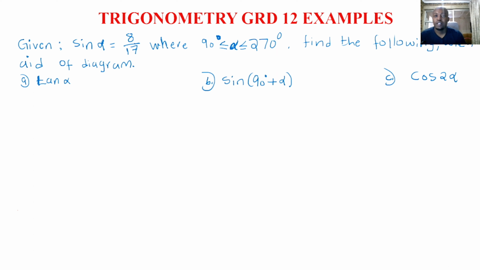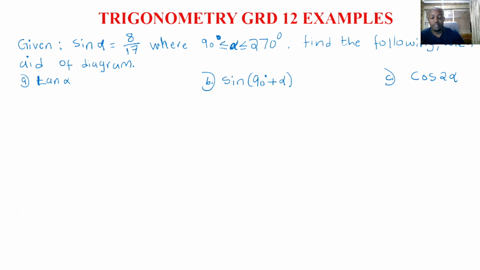Welcome to yet another video on trigonometry, where we're using a diagram to assist us and express the asked questions in terms of whatever is given. Today's example says that sine theta equals 8 over 17, where theta is greater than 90 but less than 270. Find out the following with the aid of a diagram.